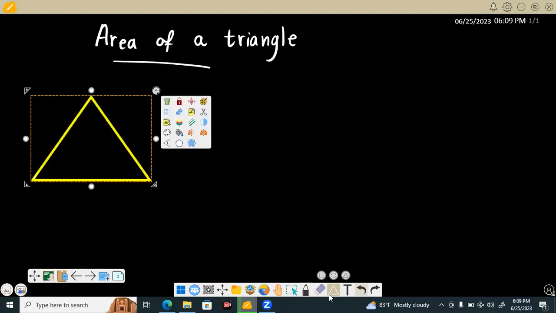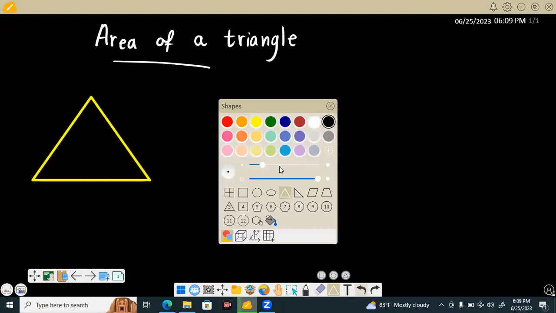Equilateral triangles, isosceles triangles, scalene triangles, acute triangles, obtuse angle triangles, right angle triangles. You have learned many kinds of triangles before.